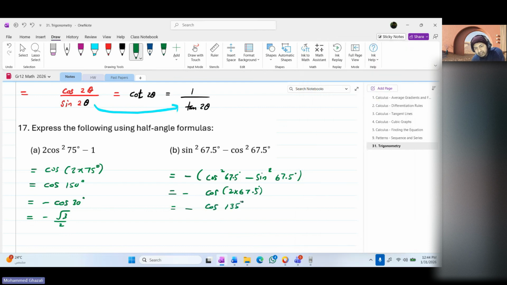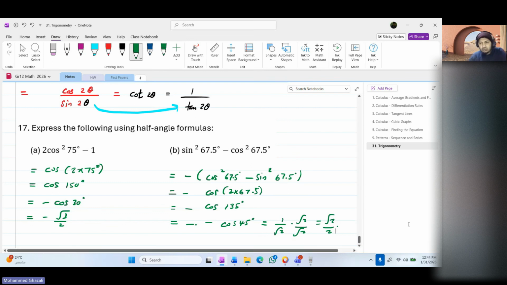Cos of 135. Now, cos of 135 is in the second quadrant, so we have another negative, negative cos 45, because 180 minus 45 is 135, the reference angle. And 2 negatives make a positive, and cos of 45 is 1 over root 2 multiplied by root 2 over root 2, which is root 2 over 2. We can type this entire thing into the calculator and see if we have root 2 over 2 or the decimal value of this.